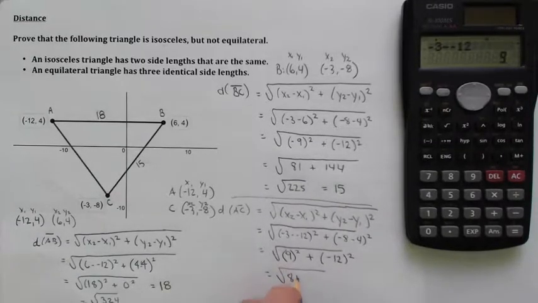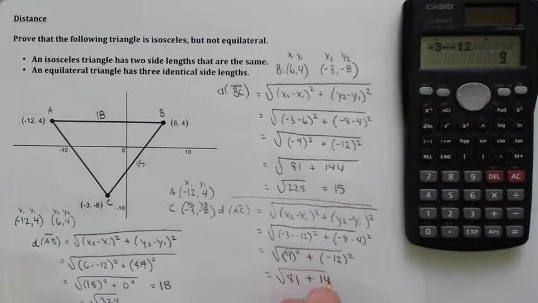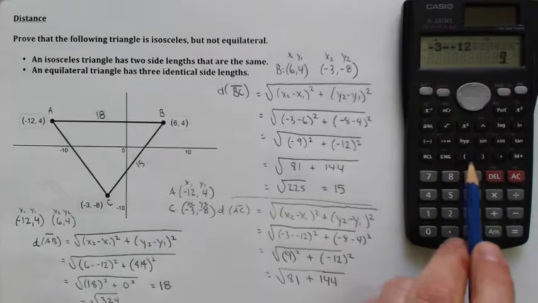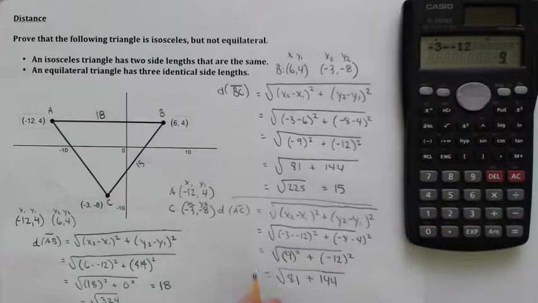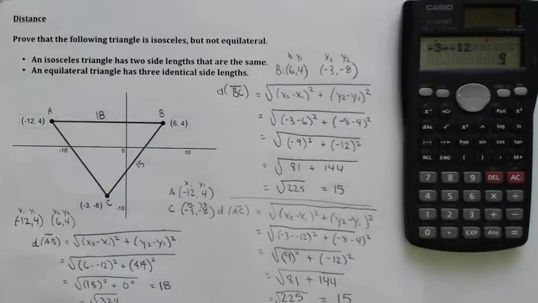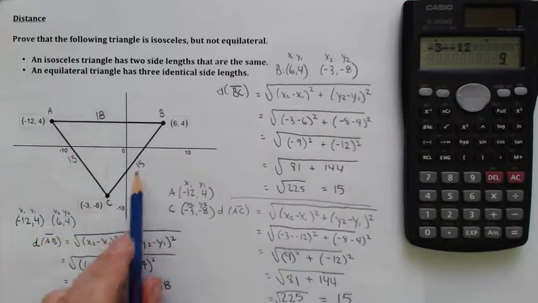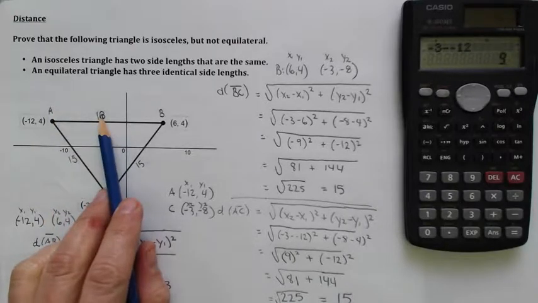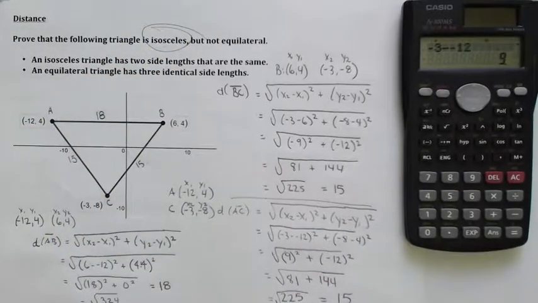And that's going to give me a positive 81 plus a positive 144, right? Negative 12 times negative 12. If you're getting negative here on your calculator, use those brackets. And that's going to be equal to 225. And then that last step is to take the square root of that number, which is 15. So since we're getting 15, a 15, and an 18, we know we are dealing with an isosceles triangle.